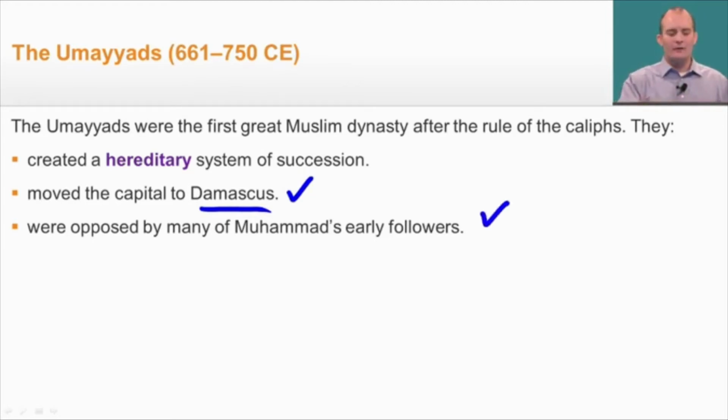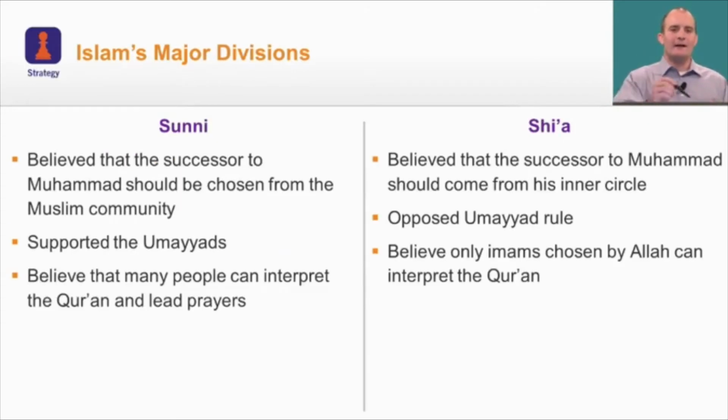But they were opposed by many of Muhammad's early followers for a number of reasons. To begin with, while they were in Damascus, the Umayyads grew very wealthy, and they grew to become despised by some of Muhammad's early followers. In addition, during Muhammad's life, the Umayyads were actually enemies of Muhammad. So for these two reasons, you gradually saw a split starting to occur in Islam. And there are actually, to this day, two major divisions.